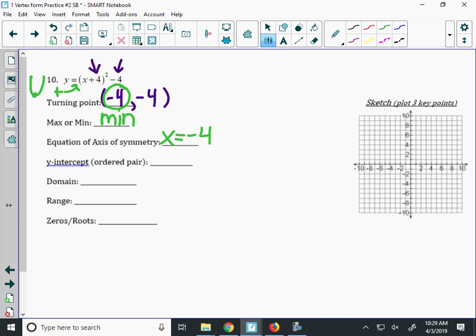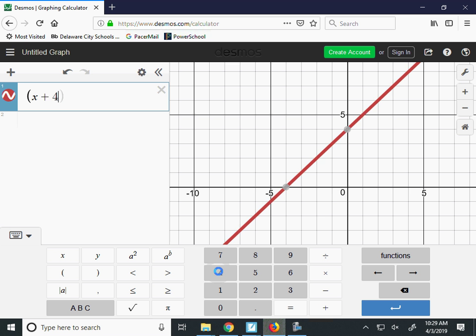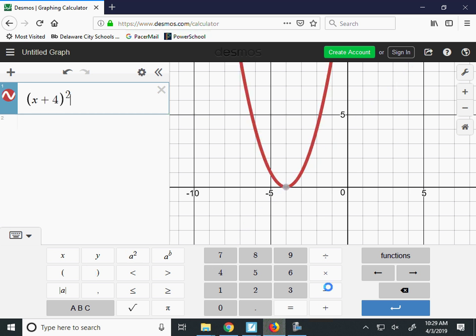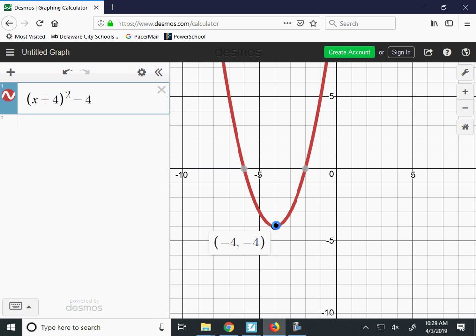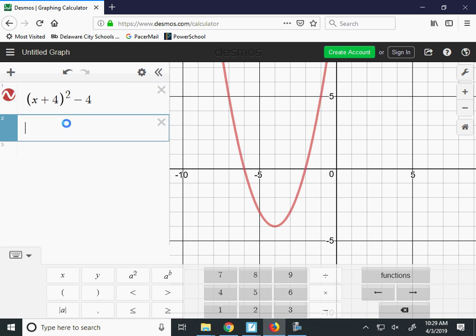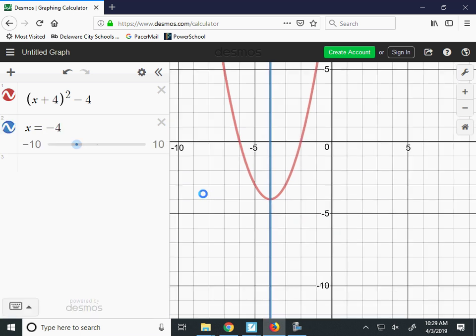Now the rest of this we can do by looking at the picture, and we can double check our work from the picture as well. So let's go to Desmos, and we'll type in (x + 4)² - 4. So here's our picture. We know it's a minimum. We found the right minimum, negative 4, negative 4. And we said our axis of symmetry was x equals negative 4, which when I graph it, does go through the center of that parabola. So it is the axis of symmetry.